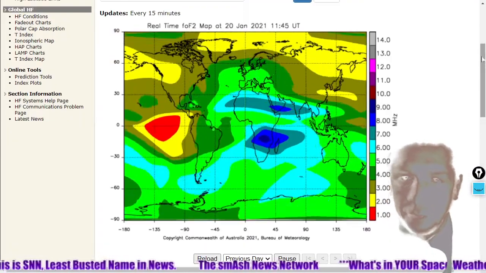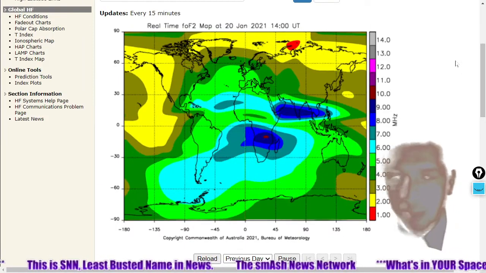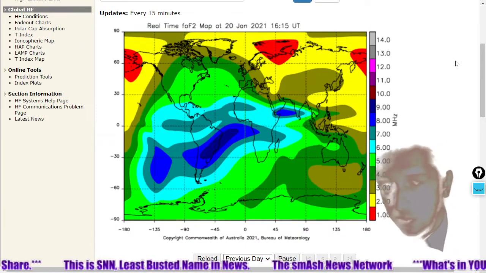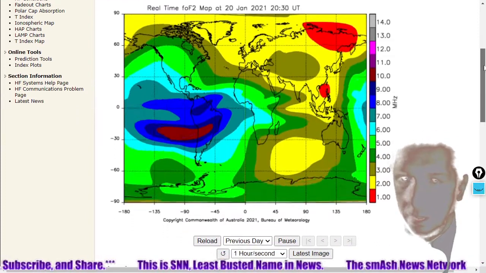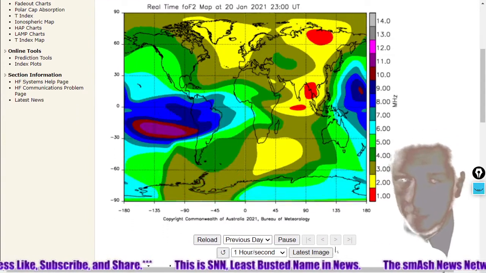Next, looking at the ionosphere. Looking back at Earth's atmosphere. Here is the last day of the ionosphere data. And we'll pause this on the last image.